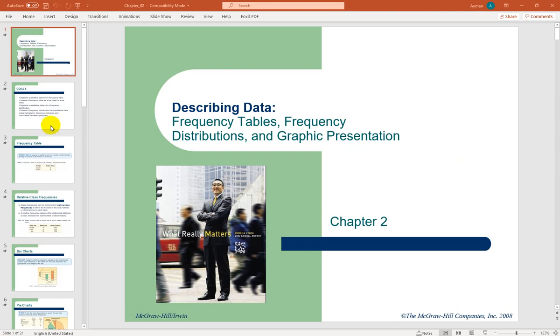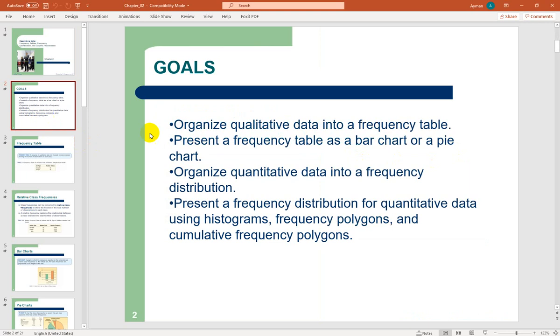Mainly, we introduced 4 points. We said how we can present the qualitative data in frequency tables, how we can present the frequency table in some graphs, mainly the bar chart and the pie chart. And then we said how to organize or present your quantitative data in frequency distributions, and how to present the frequency distribution in some graphs, mainly histograms, the polygon, and the OGIVE or cumulative frequency polygon. So that is what we introduced already in the last lecture.